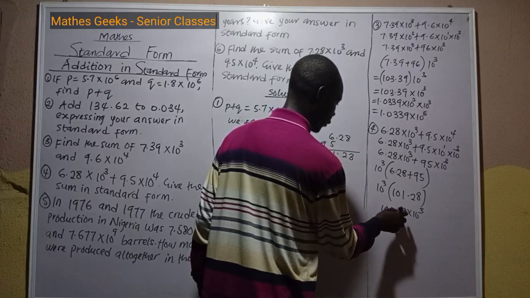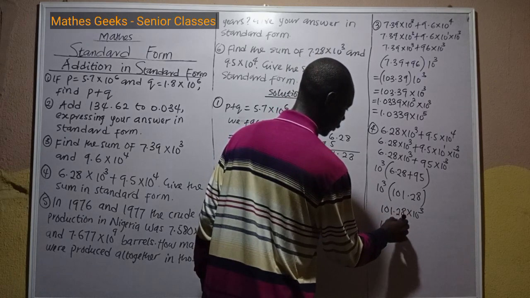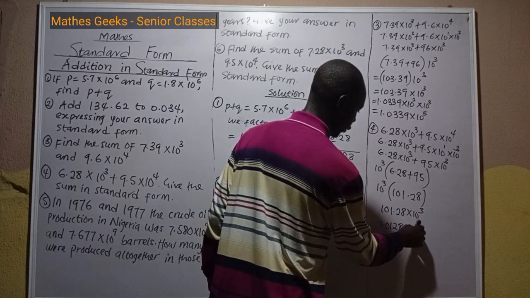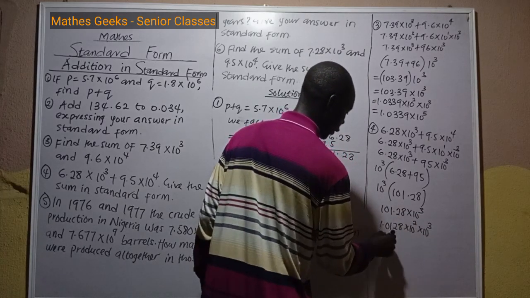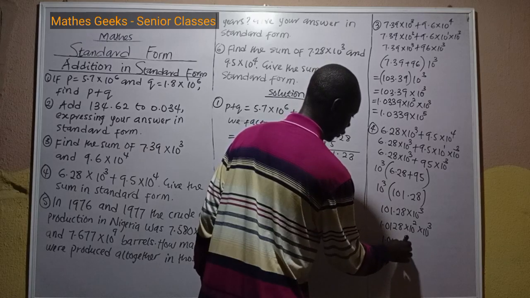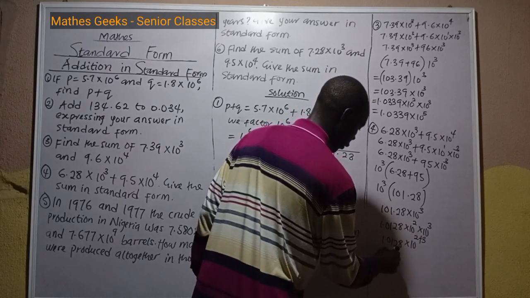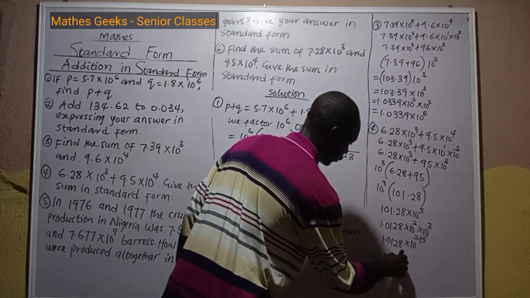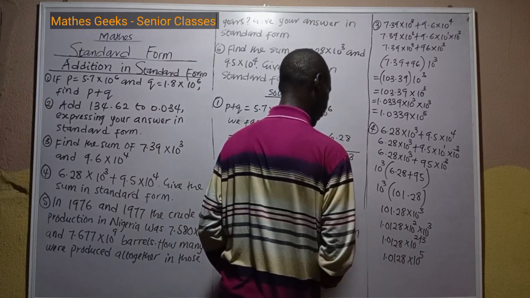Convert this to standard form. 101.28 is 1.0128 times 10 raised to 2 times 10 raised to the power 3. This is 1.0128 times 10 raised to 2 plus 3. And this is 1.0128 times 10 raised to the power 5.